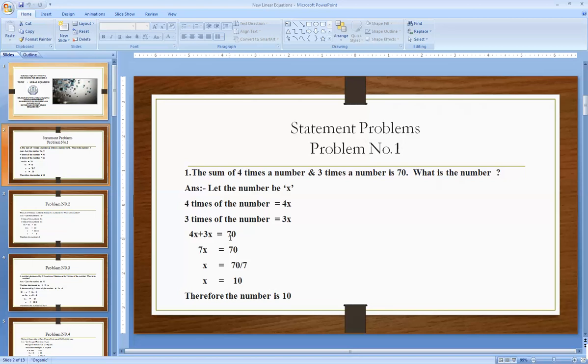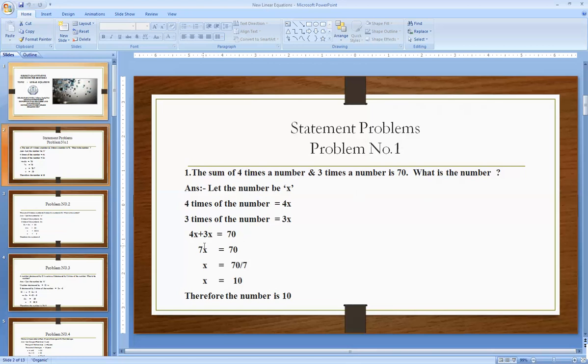So we are going to assume the number to be x. Then 4 times of the number will become 4x and 3 times of the number will be 3x. Now we have to frame the equation. The sum of these two, 4 times and 3 times, is equal to 70. Sum means a plus in between those numbers. So 4x plus 3x equals 70.